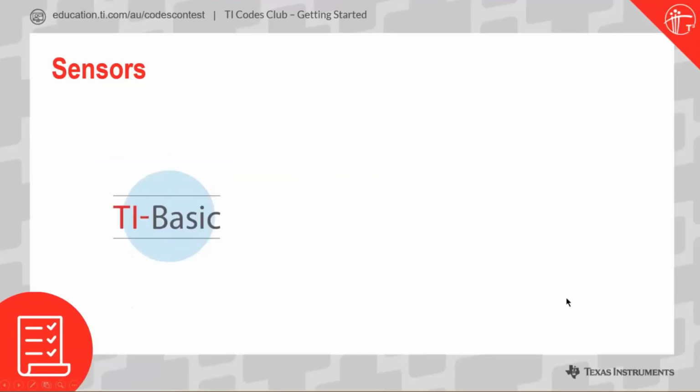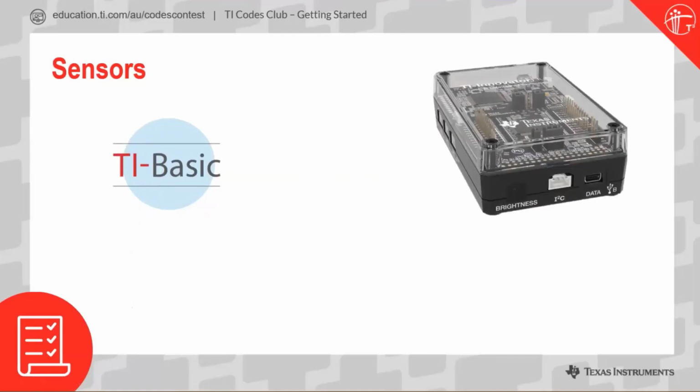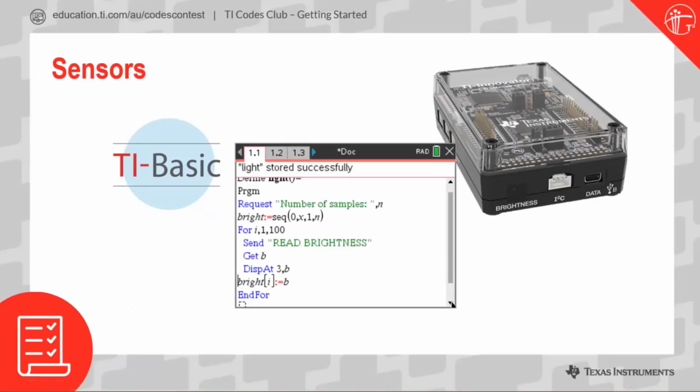So let's start with the easiest one, and that's the brightness sensor. That's the one that's on board. You can see in the picture there, it says brightness, then I2C and data. Well, the data one is the one that's plugged into my calculator or computer in this case, so you can see it. And we're going to see how to address this brightness sensor and what it can do.